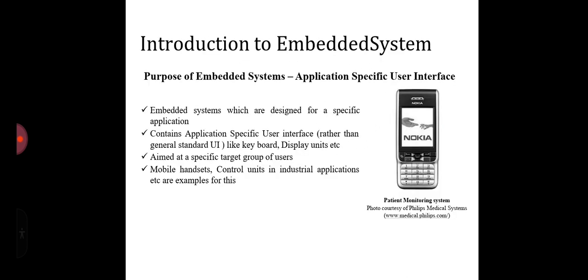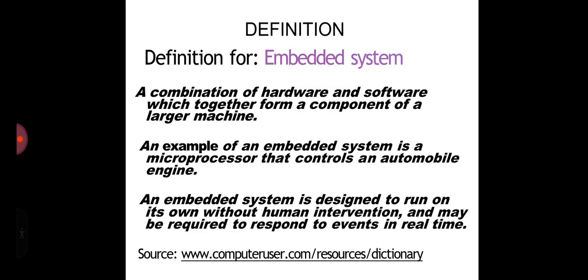Next one is the purpose of embedded systems. Embedded systems are designed for a specific application and contain an application specific user interface aimed at a specific target group of users. Mobile handsets, control units in industrial applications, etc. are examples of this. Next one is the definition. Definition of embedded system: a combination of hardware and software which together form a component of a larger machine.